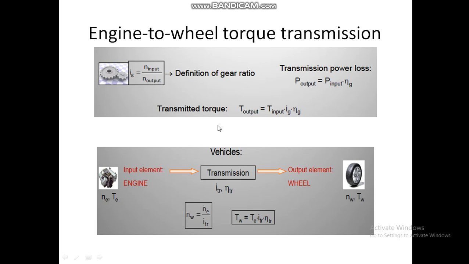Then we discuss the second picture of the vehicle. The vehicle consists of the engine, the input element, then the leverage element, the transmission, then the output element, the wheel. So finally it drives the wheel on the road surface. The engine is connected to the gearbox, and the gearbox is connected to the wheel.